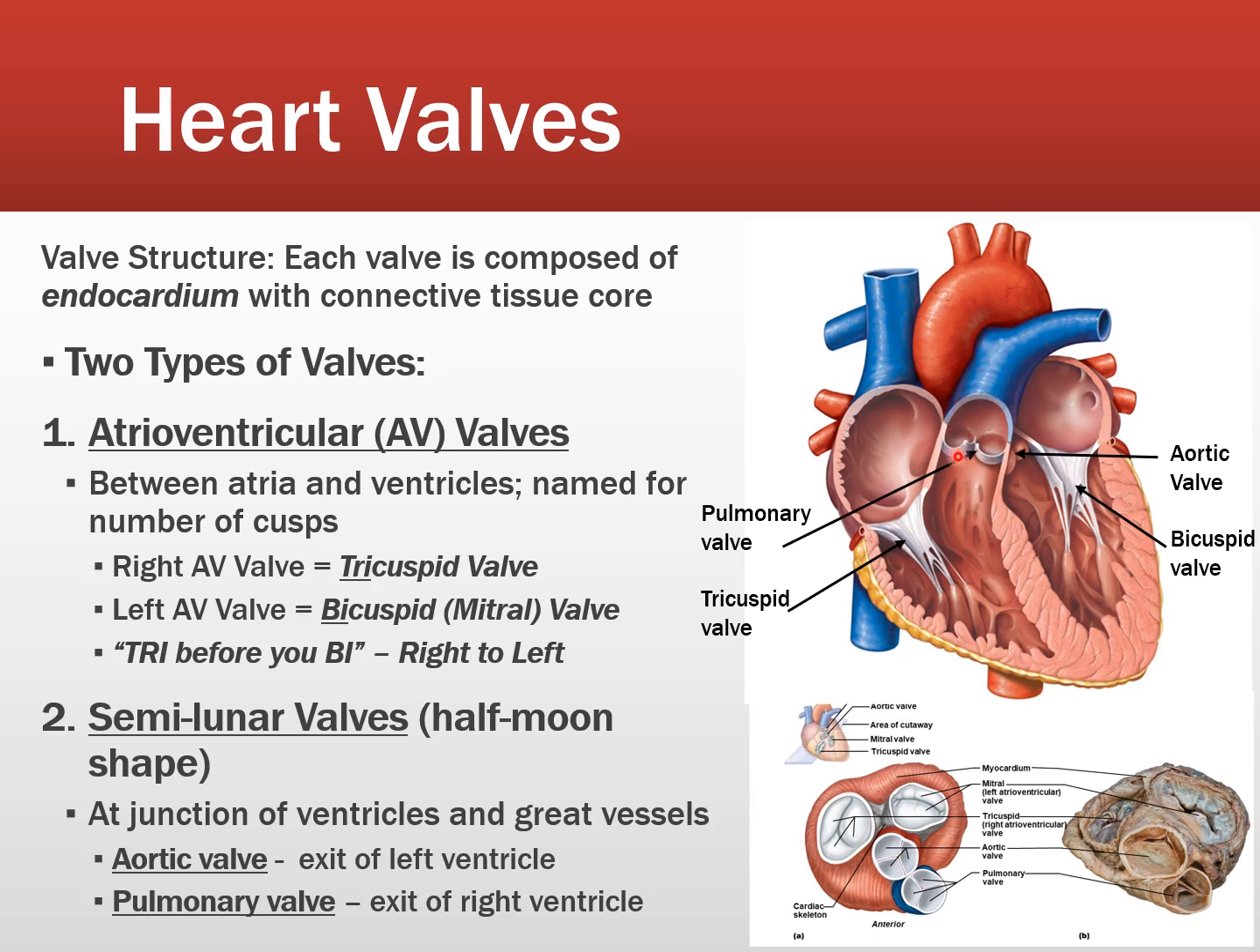And these guys each have 3 cusps. They look very similar. So if we look down here, we kind of are looking at the top of the heart from the base. So the base of the heart, and you have your tricuspid with 3 flaps, bicuspid with 2, and then our 2 semilunar valves with 3 cusps each. And that's the actual view of the heart from a cadaver heart.